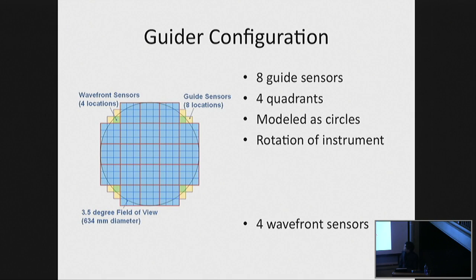So this is what the focal plane of the LSST looks like. The blue part is the main science focal plane where the images are going to be taken. The 8 yellow boxes are the 8 guide sensors that I'll be talking about. You can see that they're grouped into pairs along each of the corners. I'm going to call these quadrants in this presentation. And in the program that I developed for this project, they are modeled as circles, even though they're actually squares.